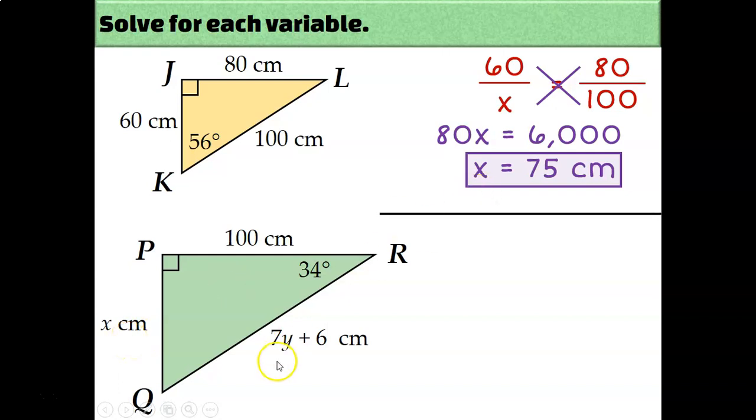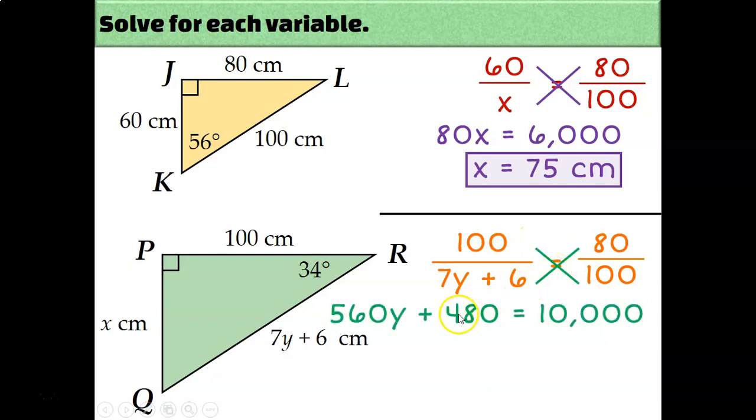Let's do something similar to solve for y. I'll write 100 over 7y plus 6 because KL and QR are corresponding. And I'll set that equal to, well, no need to reinvent the wheel. I can just use 80 over 100 again. It worked last time, it'll work this time as well. So let's cross multiply. Don't forget to distribute.